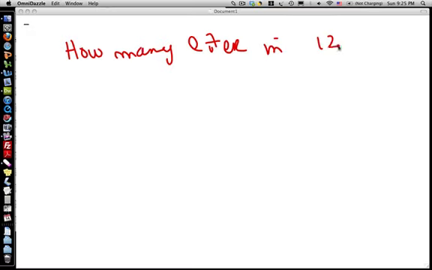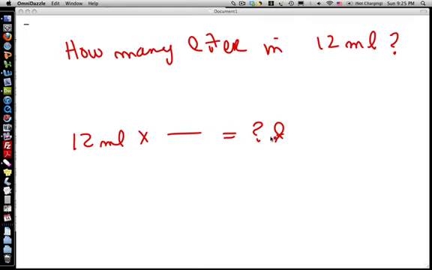And so these are what the questions look like. How many liters in 12 milliliters, like that. So what do we have? The first part is 12 milliliters of this. We're going to multiply it by a fraction that equals how many liters, like that.